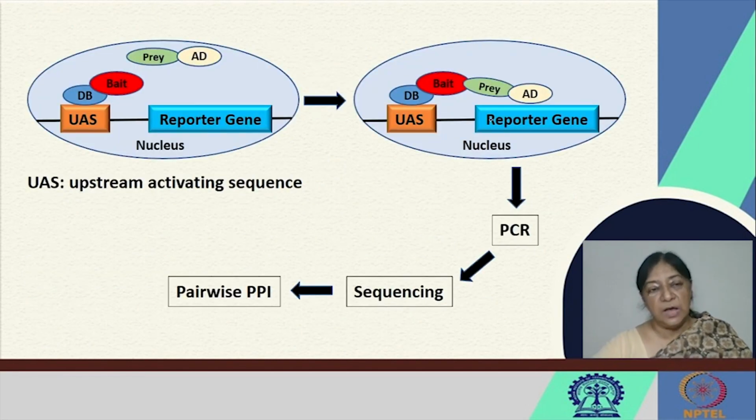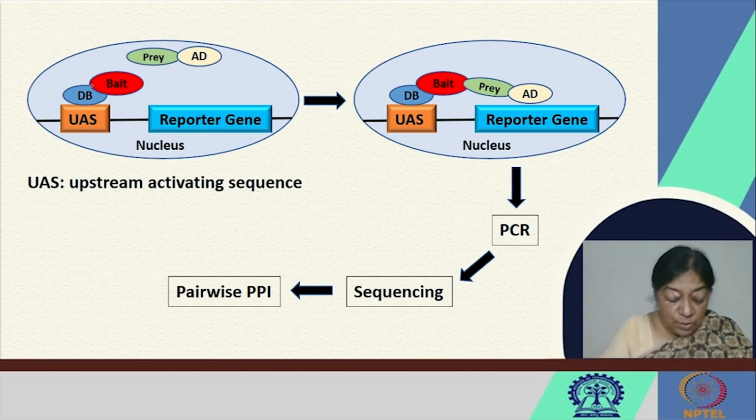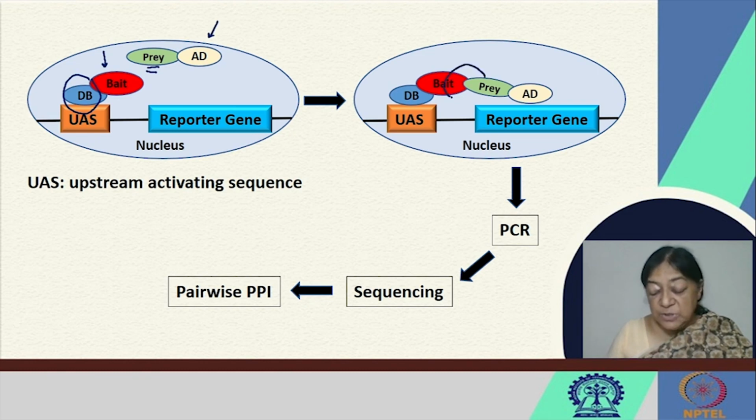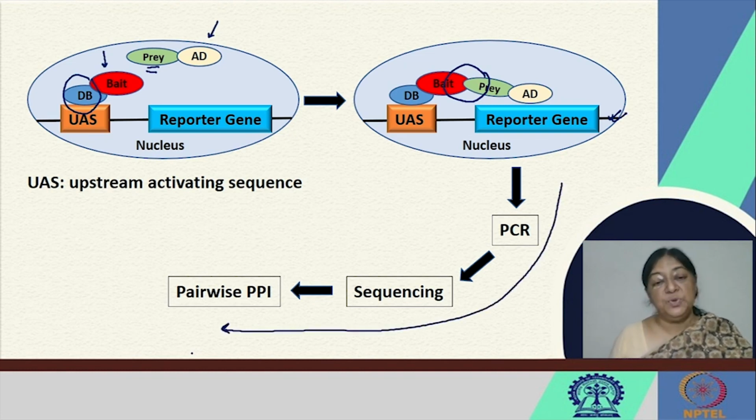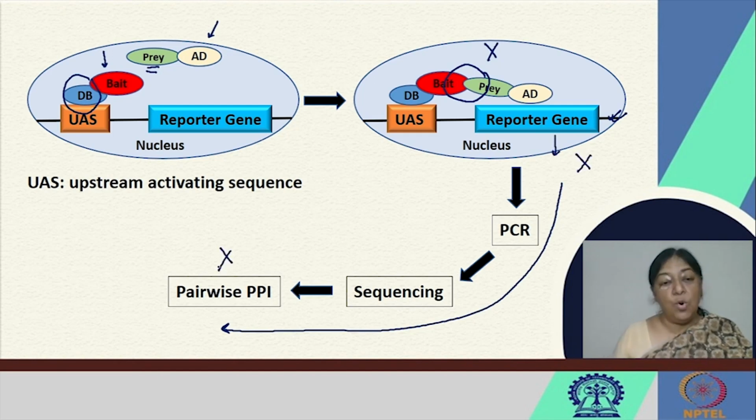So just for a cartoon representation, a schematic, we have the DNA binding domain where we have the bait attached. We have the activating domain where we have the prey attached. If there is an interaction between these two proteins, then the reporter gene is activated, and as such, we will see a pairwise protein-protein interaction. However, if there is no interaction between the bait and the prey, then this reporter gene will not be activated and there will be no pairwise protein-protein interaction.